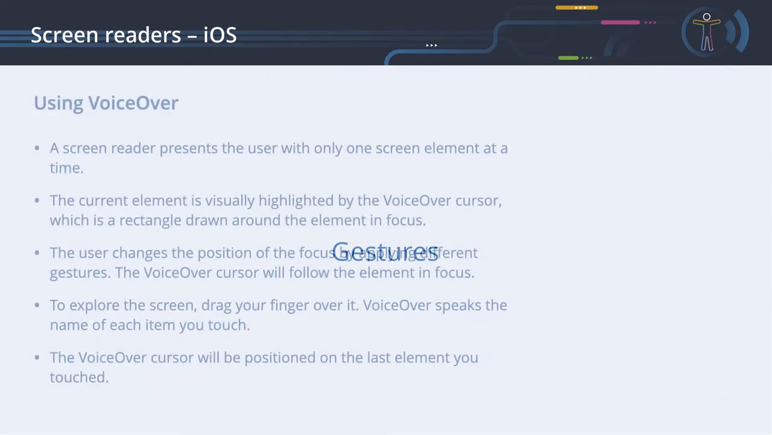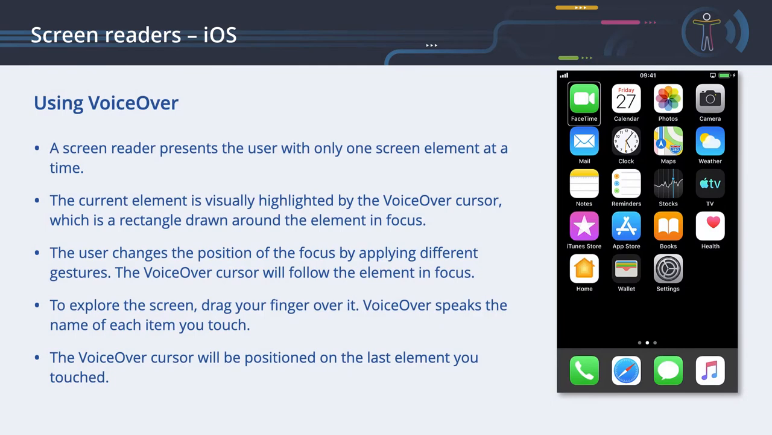Gestures. Now that VoiceOver is running, we will learn how to use it. When VoiceOver is on, standard touchscreen gestures have different effects, and additional gestures let you move around the screen and control individual items. A screen reader presents the user with only one screen element at a time.